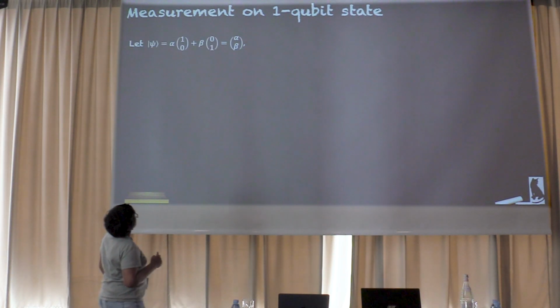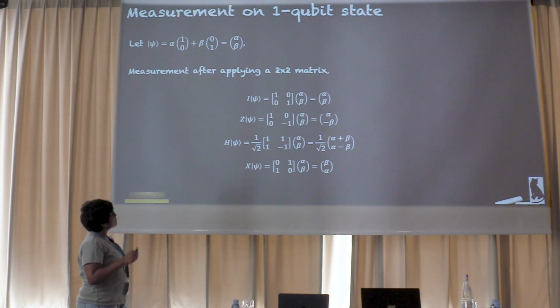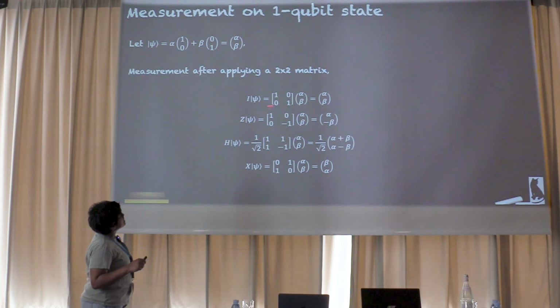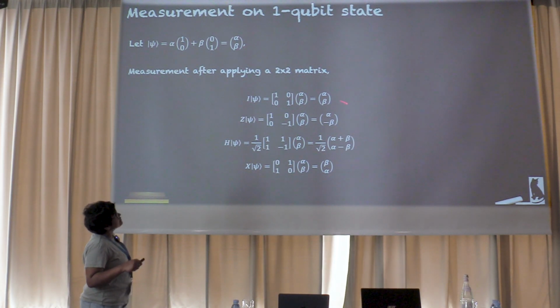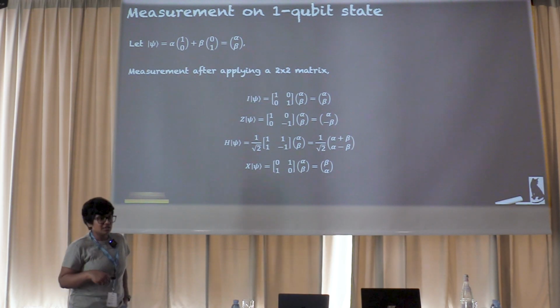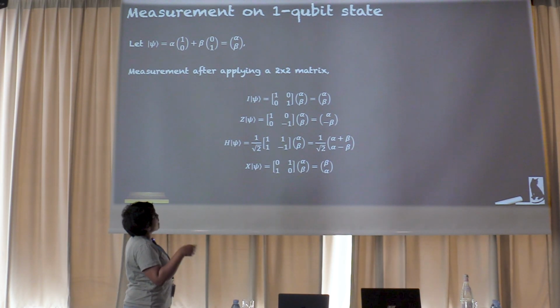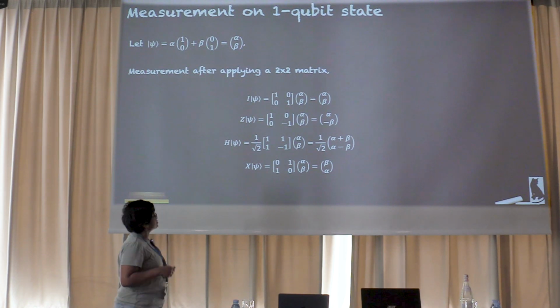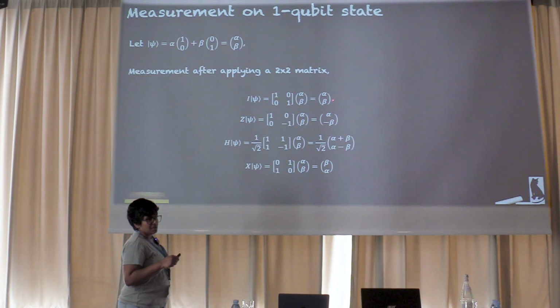Okay? So now let's quickly go through what happens if I make a measurement after the application of these unitaries. I want to make a point here. So I'm going to discuss what happens after we apply a unitary and then we measure. If I did I, my psi has not changed, right? So the measurement outcome still would be 0 with mod alpha square and 1 with mod beta square. But if I do Z, what will happen?